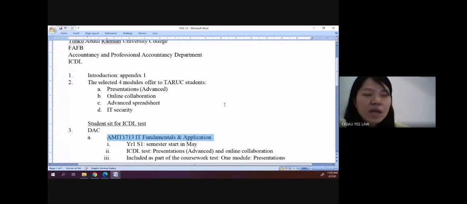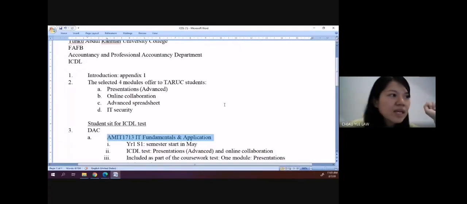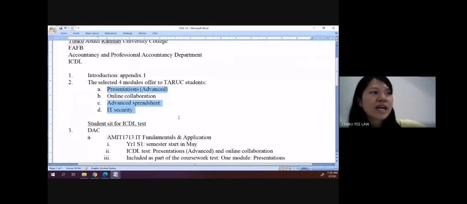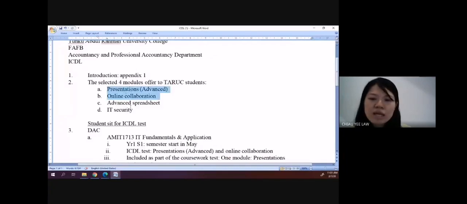But the problem is when you come to degree, you will take the remaining two. If you pass these three but left out this online collaboration, then you cannot get this ICDL cert. Then it's wasted. That's why if possible you clear these two, then come to degree and clear the other two. Then you have four together, and you can get the ICDL certificate. So when you graduate, you get ACCA, and you don't need to take ICDL when you become a member.